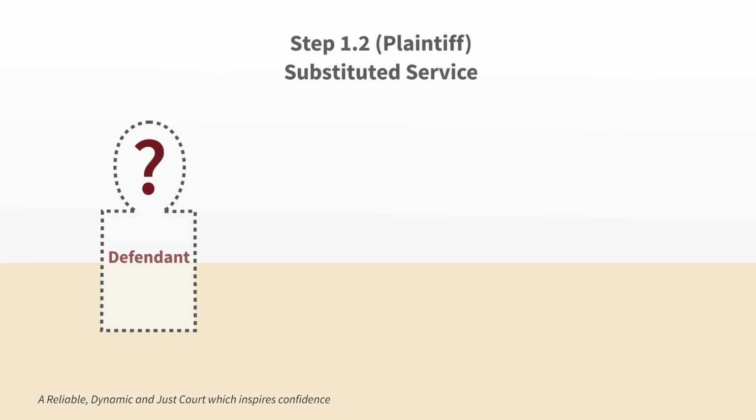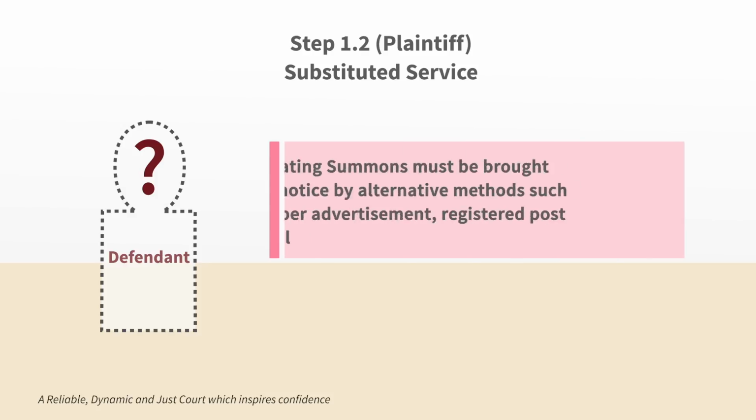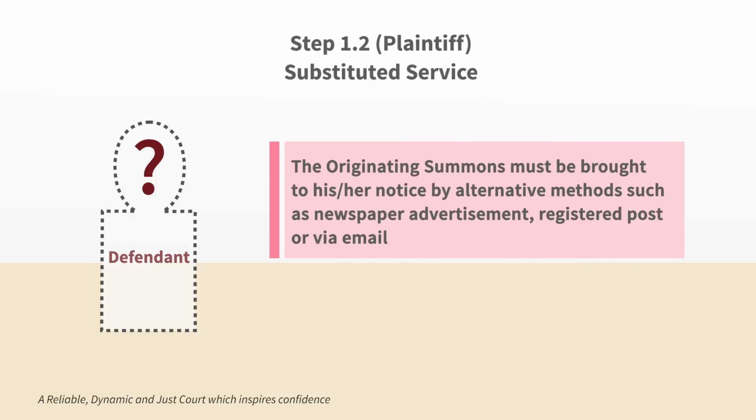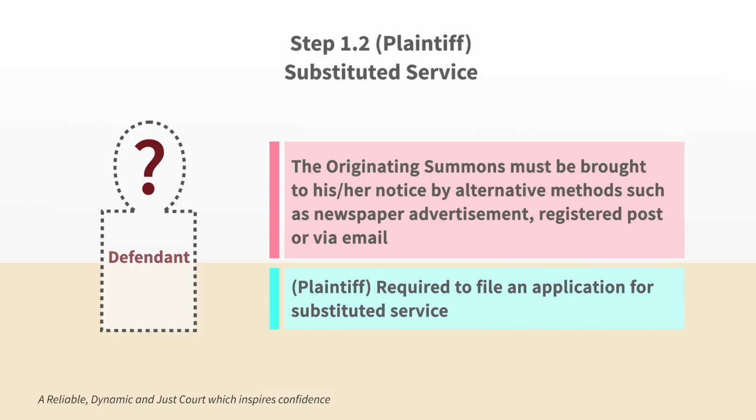If personal service or service via registered post is unsuccessful, or if the defendant's whereabouts is unknown, the originating summons must be brought to his or her notice by alternative methods such as newspaper advertisement, registered post, or via email. You will be required to file an application for substituted service. The purpose of the application is to seek the court's permission to serve the originating summons via the selected mode of service.